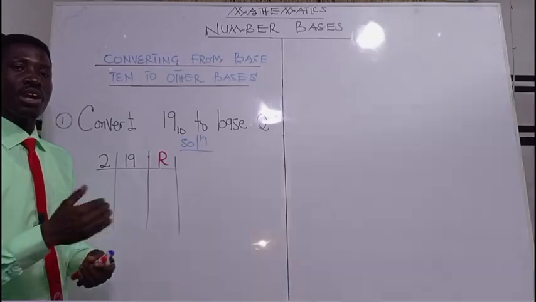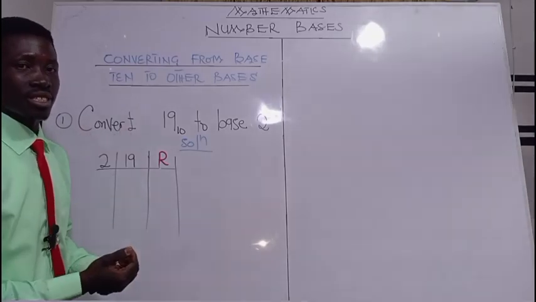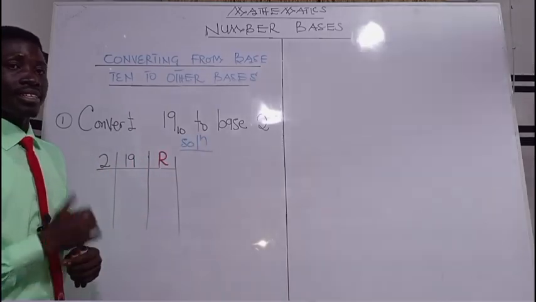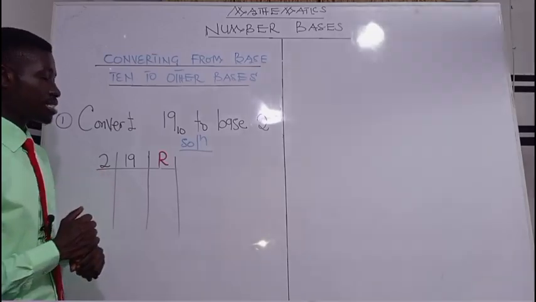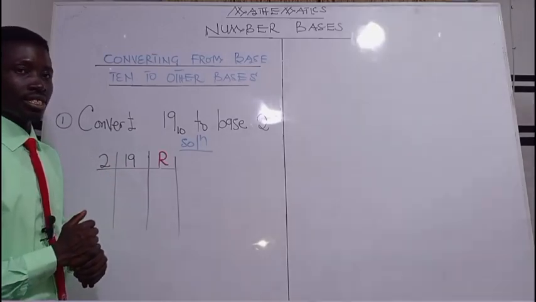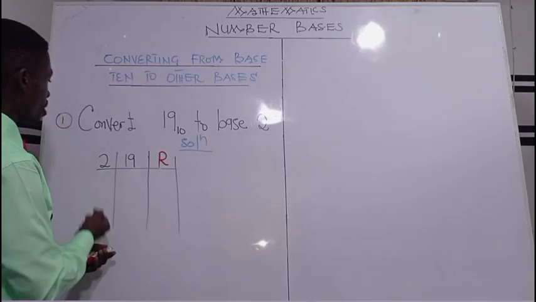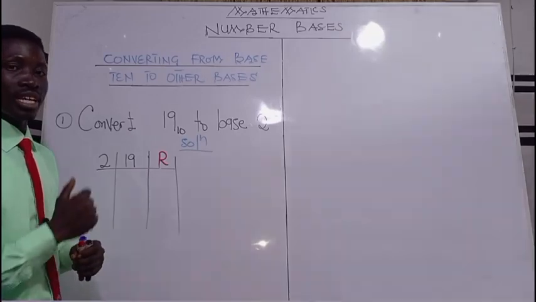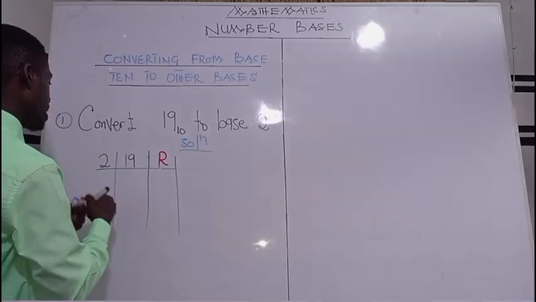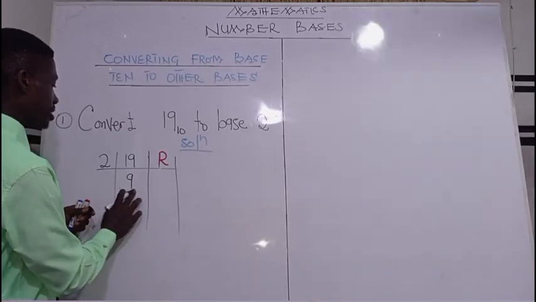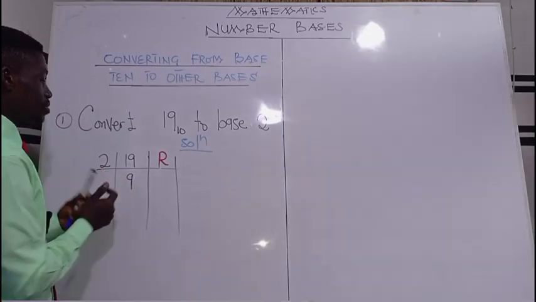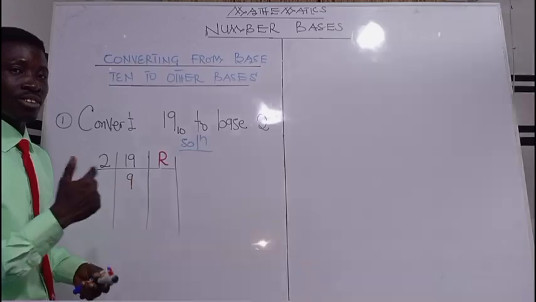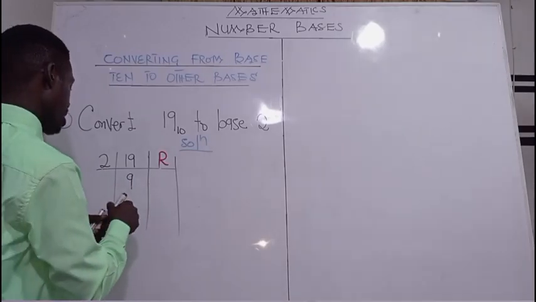Now what we are going to do is a successive division. We are going to use the 2, which is the base, to divide the decimal number. So the 2 becomes our divisor, and the 19 becomes our dividend. Is that clear? Let's move on. How many times will 2 divide 19? It will go into 19 9 times, so we write the 9 here, which is the quotient. 2 times 9 will give us 18. Then we subtract that 18 from 19, and it gives us a remainder of 1. So we write the remainder here.